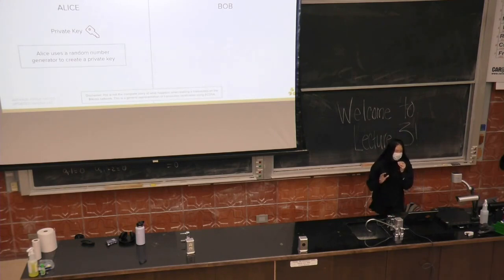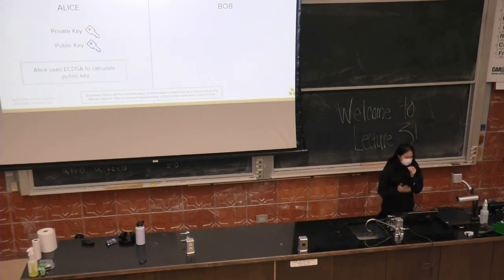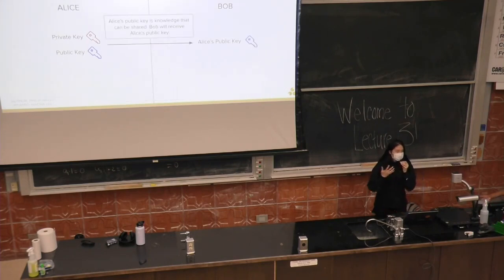Okay, so how does this actually work? Let's say Alice has a private key. She uses a random number generator to create a private key. However, most random number generators aren't actually purely random. We will go into this a little bit later as well. But she can basically choose her own private key. She then uses the elliptic curve algorithm to calculate a public key. If she wants to send something to Bob, she first has to give Bob her public key.